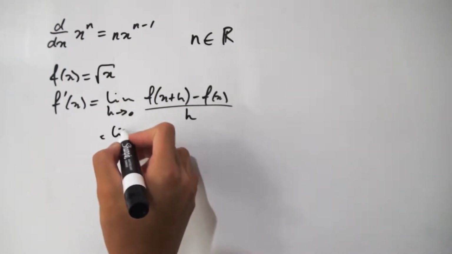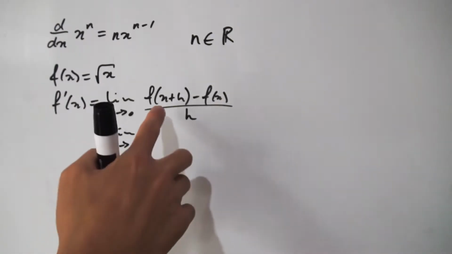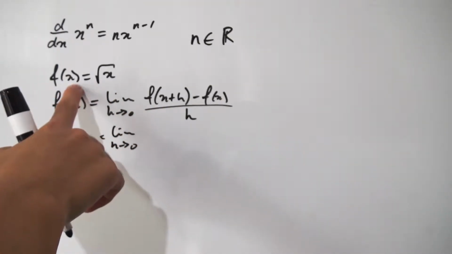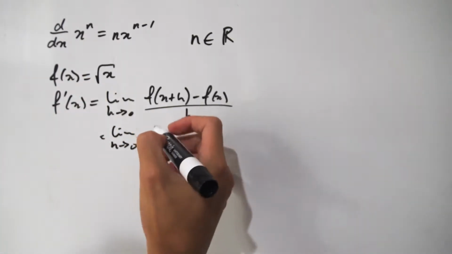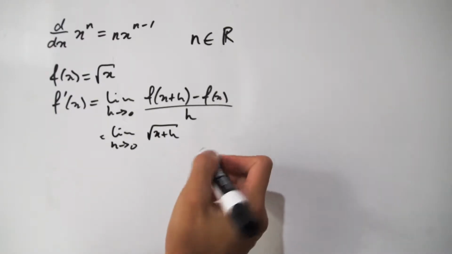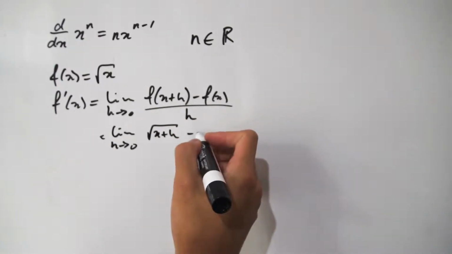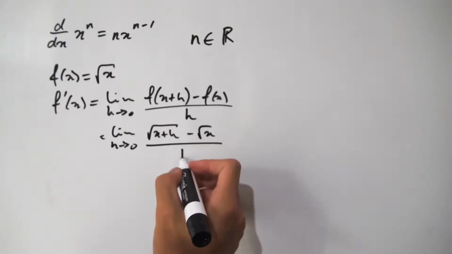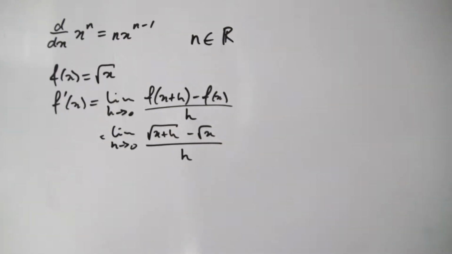Alright, so let's plug all this information into first principles right here. So we have a limit as h approaches 0 of f of x plus h. Well, if all we're doing to our input is taking the square root, then f of x plus h will just be the square root of x plus h, and subtracting f of x, which is just the square root of x itself, and dividing everything through by h. Alright, this looks a bit ugly because we have these square roots everywhere. So I'm going to do a little trick right here.